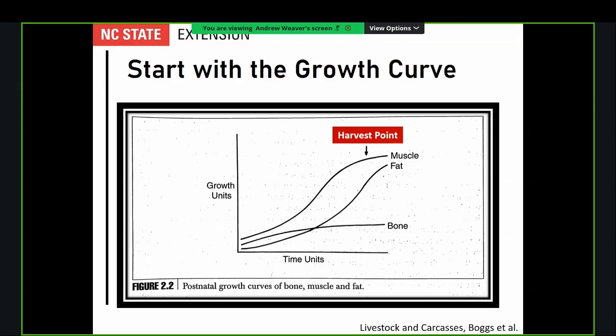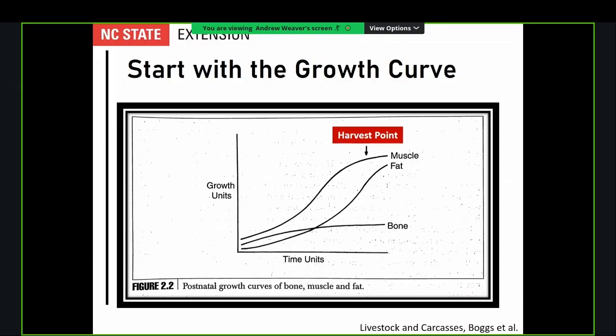Bone shows a little bit of growth early on, but then plateaus very early and stays relatively constant. And then fat is interesting because it starts off relatively low, and then continues to increase more rapidly as time goes on, as that animal gets older and heavier. So while muscle is starting to plateau as we get to that maturity time point, fat is continuing to increase.